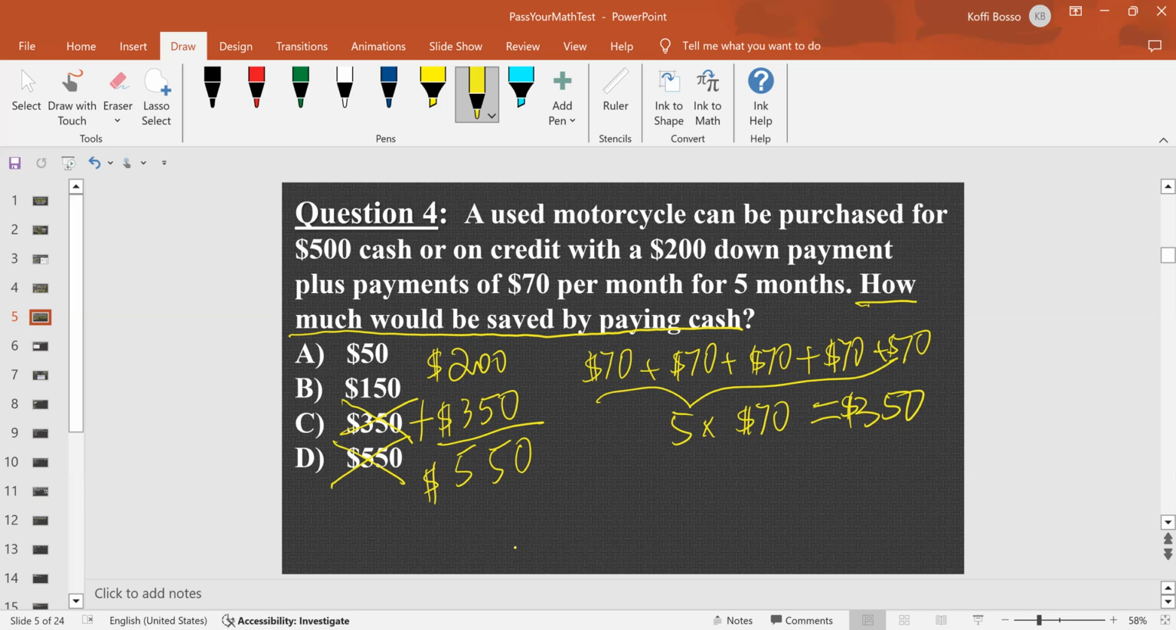150 is not the answer either. Because here it's not to do 350 minus 200 and say, oh, that leaves 150. No. Instead, the correct choice here is A. If you pay cash it is 500, or credit 550. Therefore, how much are you going to save? To know how much you're going to save, you do 550 minus 500 and that gives you 50. That's why A is the correct choice.